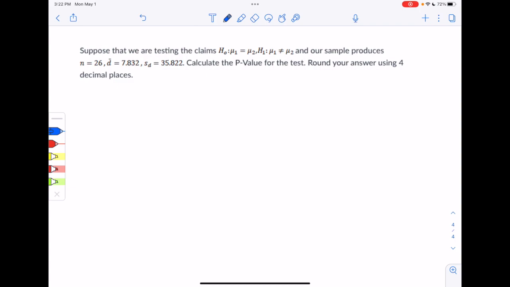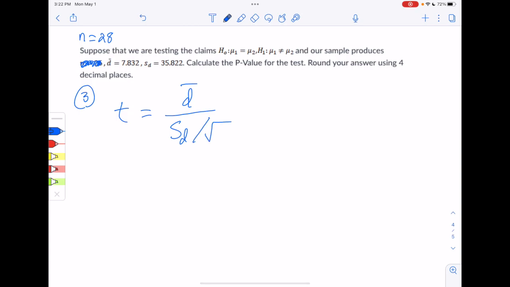Well, before we get started with any of that, in the interest of giving help rather than answers, we're going to change that n equals 26 to an n equals 28, just to mix that up a little bit. And you can't really calculate a p-value without a test stat, so we'll start there. For our test statistic, we want t equals d bar divided by s sub d divided by the square root of our sample size. So we actually have all that information and can just plug it in.